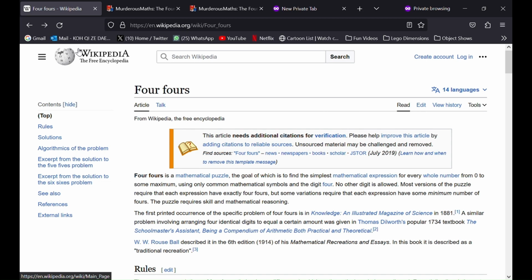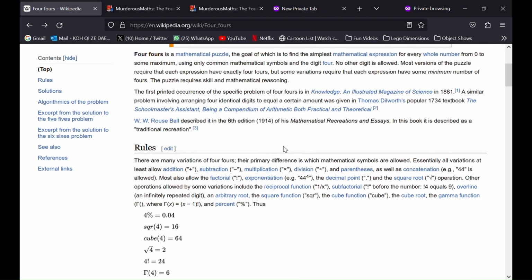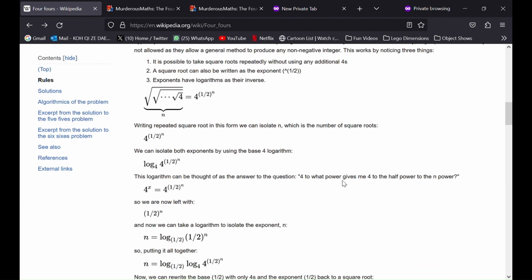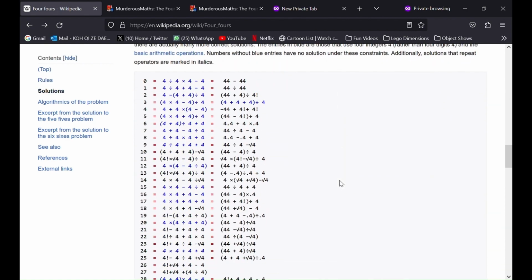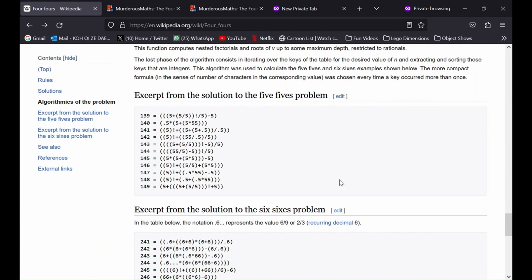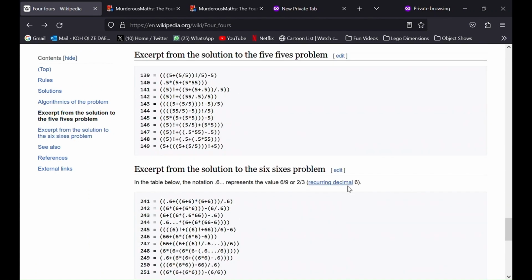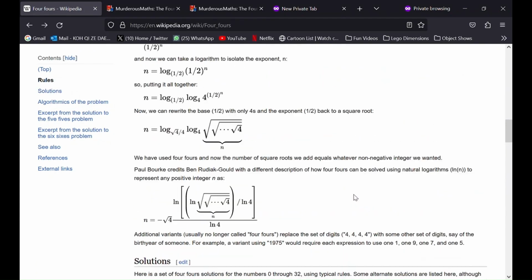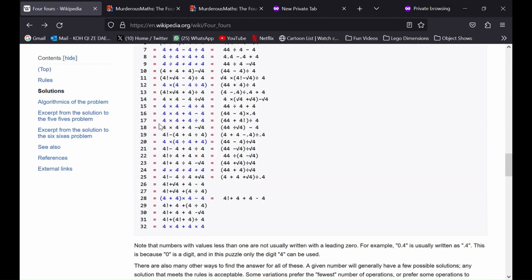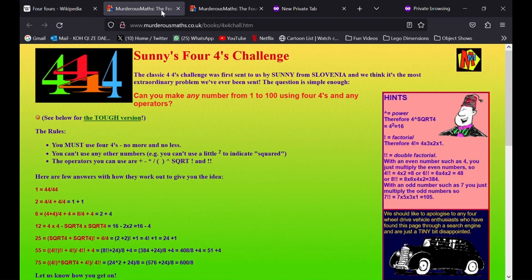So, in about a week or so, I have an extremely important economics exam, but instead I decided to think about the 4-4s challenge. Now, if you like math, you might have seen this, and if you haven't, well, now you do. The 4-4s challenge is basically that challenge where you try and rearrange 4-4s in order to write any single number at all. I think the website that did it best was Murderous Maths.